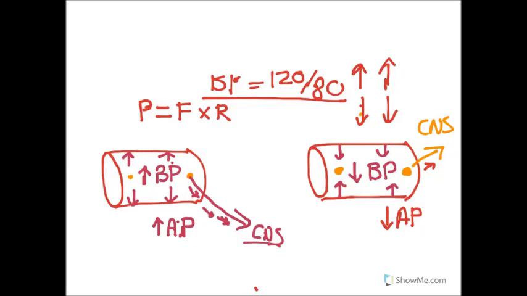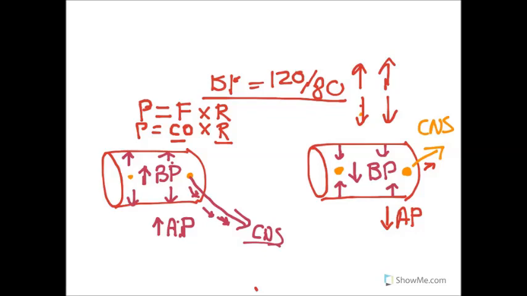If pressure is flow times resistance, the flow is referred to as cardiac output, and resistance is caused by a variety of things: vasoconstriction, blood vessel diameter, the texture of the blood vessel, viscosity, and a variety of factors influence that. So we can say that blood pressure is heavily influenced by the cardiac output and the resistance. Cardiac output, we know, is heart rate times stroke volume.